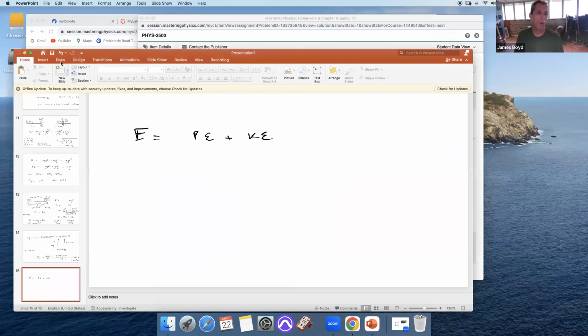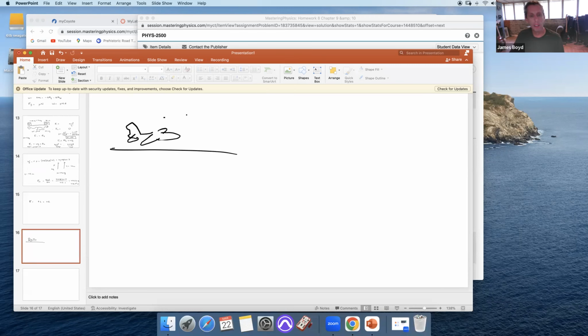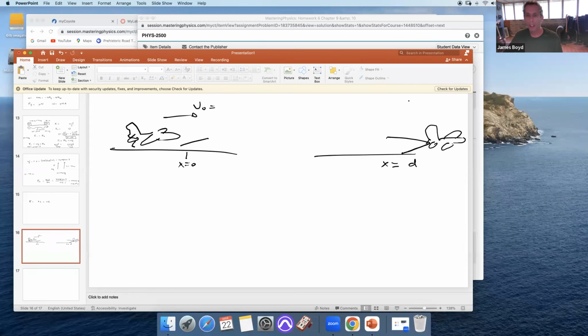Now, we assume that initially the plane has some initial velocity, and it's going to grab this wire with its tail hook. And then the wire is going to be pulled. So the wire's at x equal to 0. Then the wire is pulled to some d, and it stops the plane. Right? The plane has some final velocity of 0.